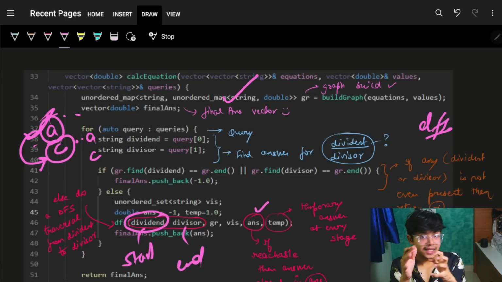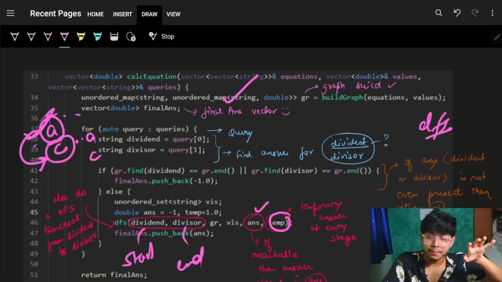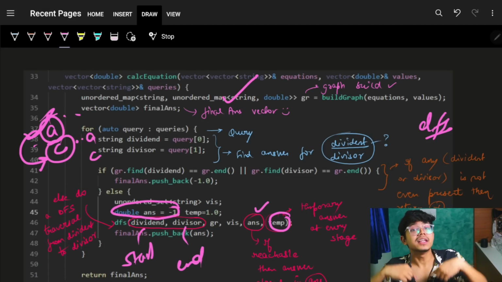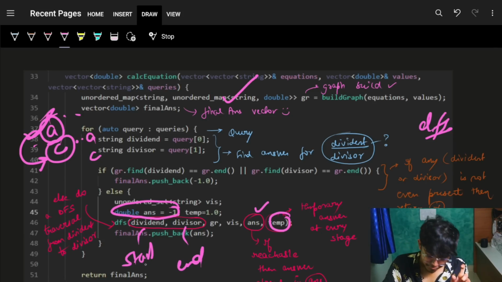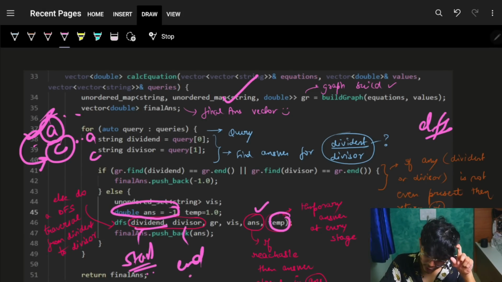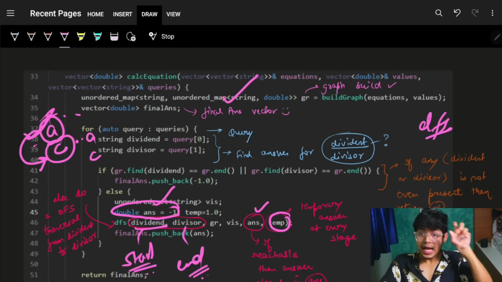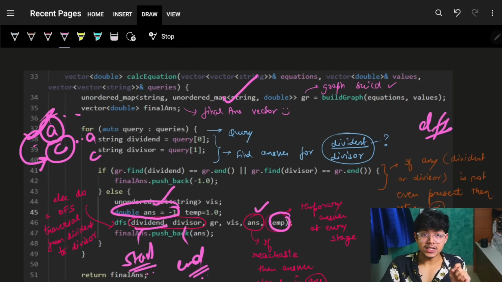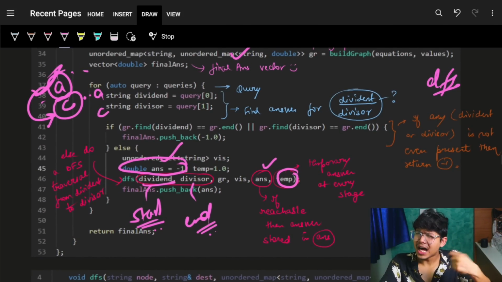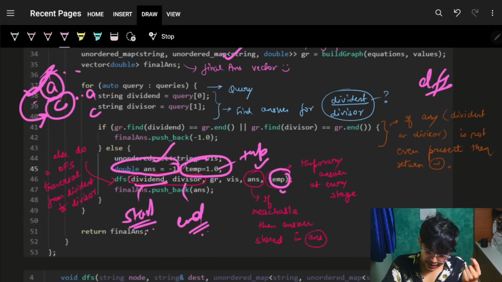Answer is nothing but the final answer. If I am able to reach, I will override this answer with my temporary answer. So I initialize my answer as minus one, because if I'm able to reach, I will override it finally. I will start from this source node, and if I am ultimately able to reach this end node, I will override this answer and it will become something else apart from minus one. But if I'm not able to reach it, it will still remain minus one, and thus I will just push in minus one. But if I'm able to reach it, I will override it, and the actual answer will be updated by this temporary answer value. That is how I pass it.